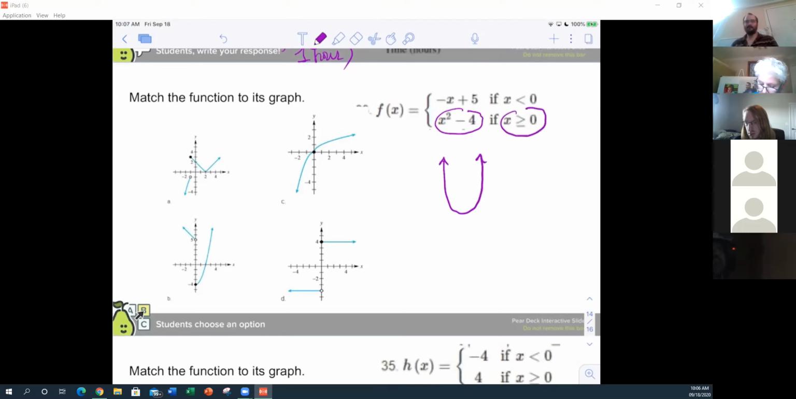So let's say this is our graph. If x is greater than or equal to 0, what part of that graph would we pick? The right-hand side. The right-hand side, exactly.